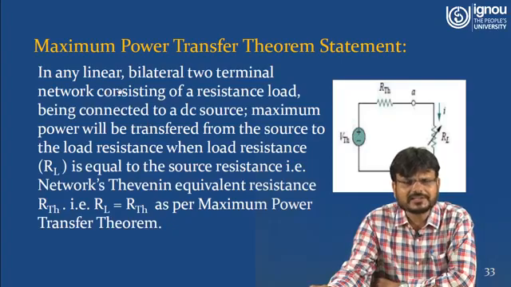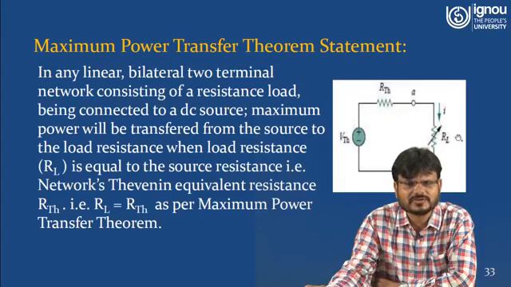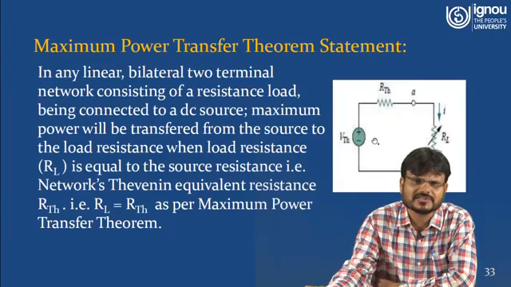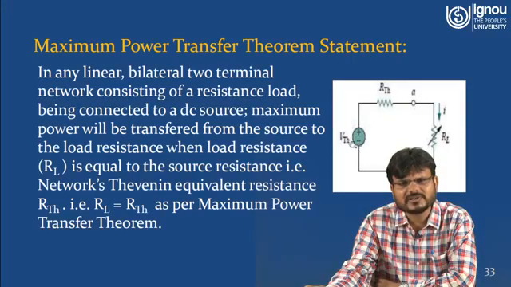In any linear bilateral two terminal network consisting of a resistance load, here you can see this is the resistance load, connected to a DC source, maximum power will be transferred from source to the load when this load resistance is equal to the Thevenin resistance of the network. That means maximum power will be transferred from source to the load when RL is equal to RTH.